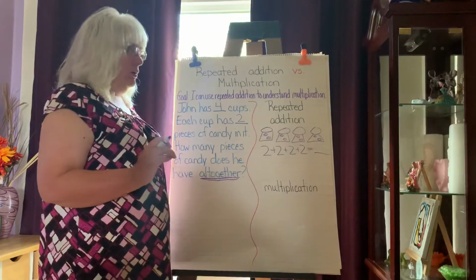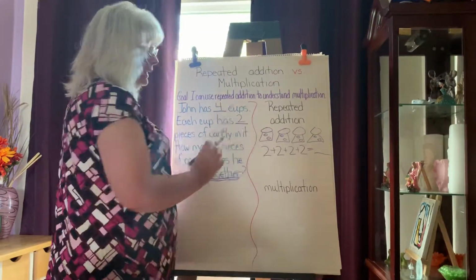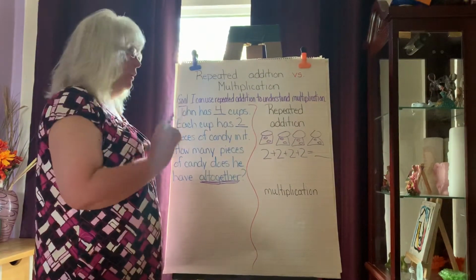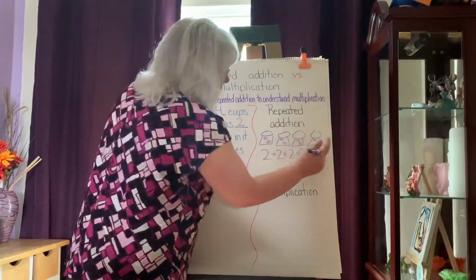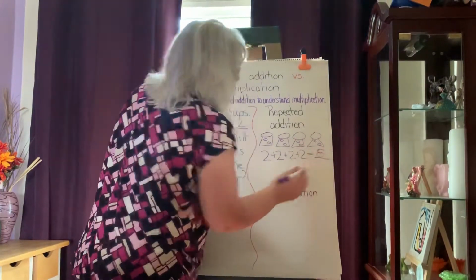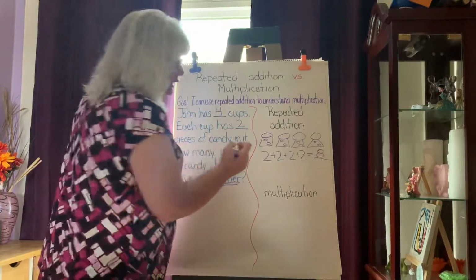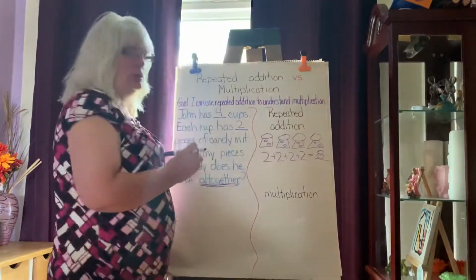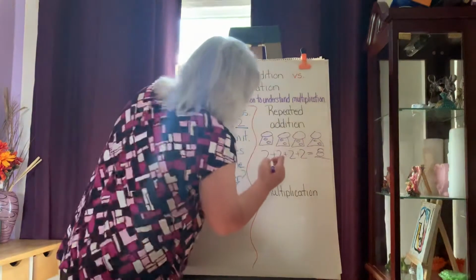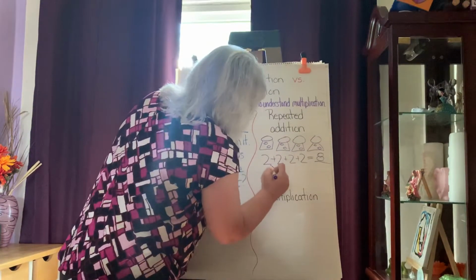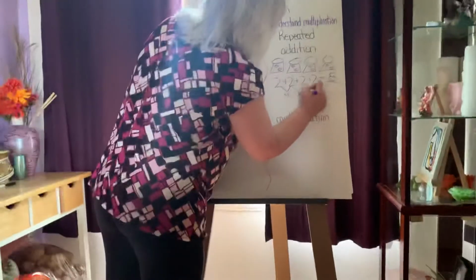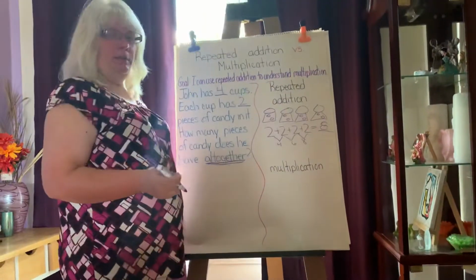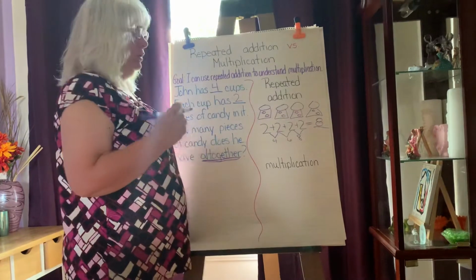We can skip count. We have already done skip counting, so we know 2, 4, 6, 8. That's one way. Or we can use our repeated addition, which is what I would like you to do for today. 2 plus 2 is 4, plus 2 is 6, plus 2 is 8. Using skip counting is a way of checking your repeated addition.